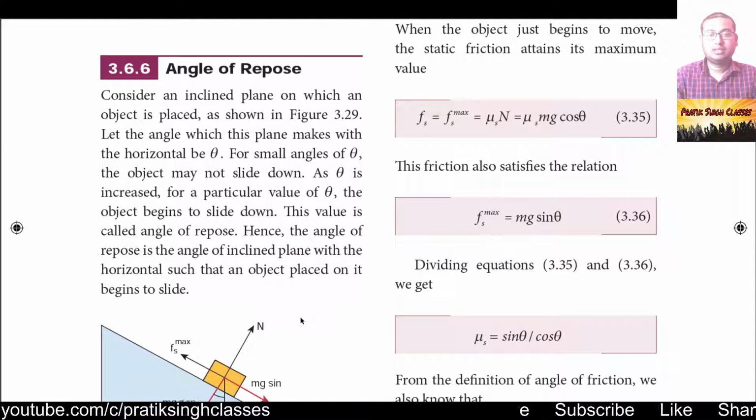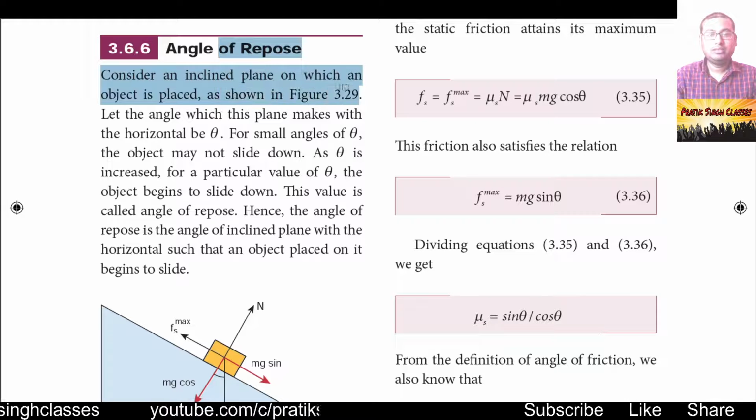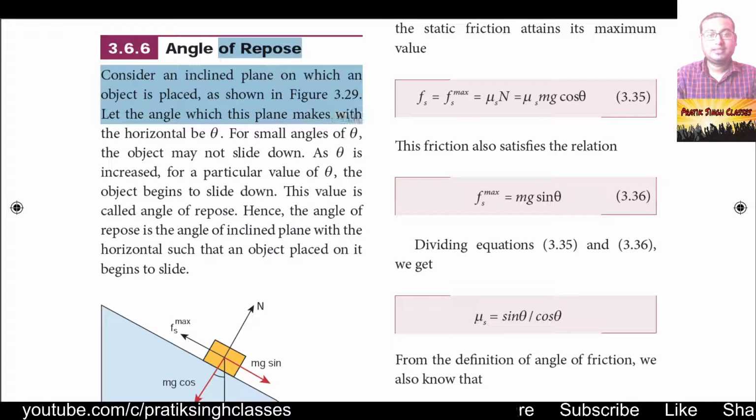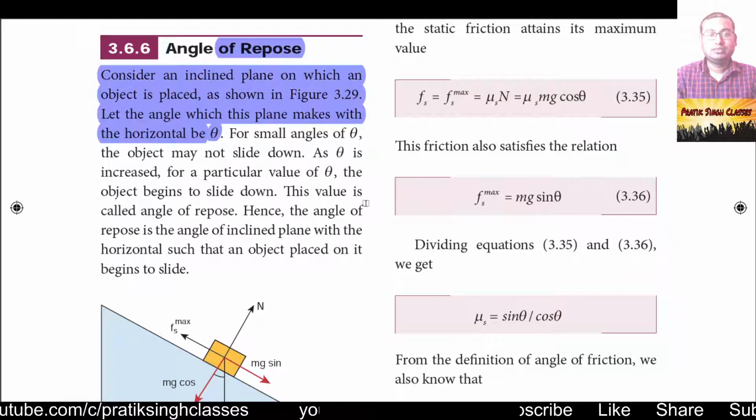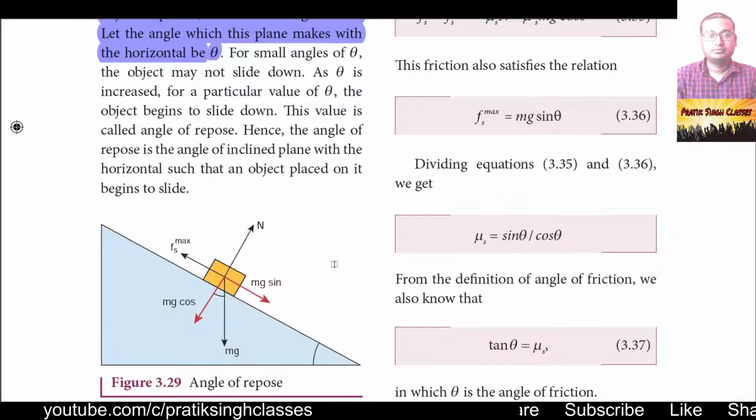Coming to our section 366, that is angle of repose. Consider an inclined plane on which an object is placed as shown in the figure below. Let the angle which this plane makes with the horizontal be theta. As you can see here, this angle is theta, which is the angle of inclination.